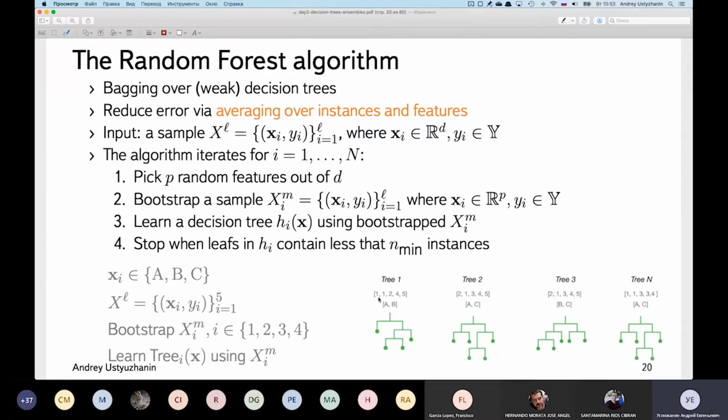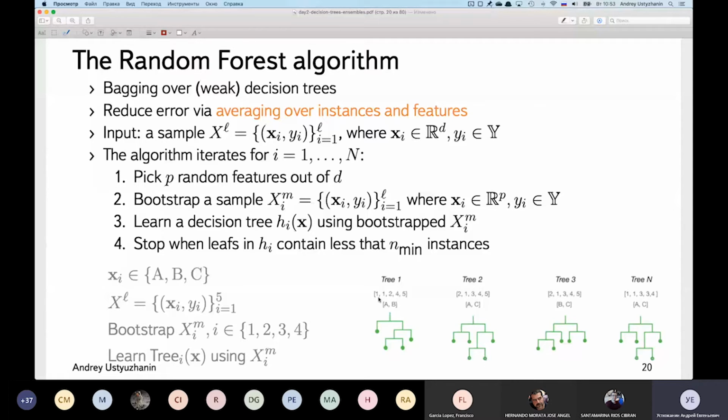So as mentioned before, we can do bagging, but also we can reduce error by averaging over instances and features, over individual instances and over individual features. So we can do this subsampling in a more specific way. I would not call it clever. It's very straightforward.